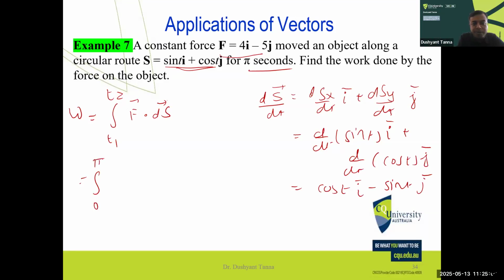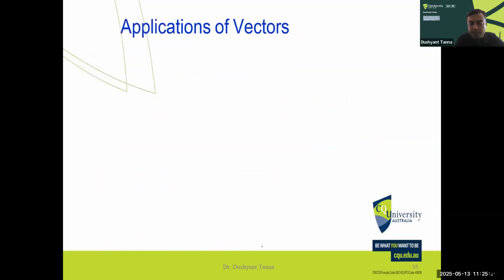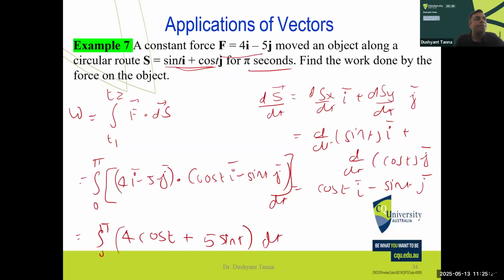This is 0 to pi. I'll write the limit as well. F, which is 4i minus 5j, dot product with cos t i, sine t j, dt. So 0 to pi of 4 cos t plus 5 sine t dt. Cool. Now we integrate that.